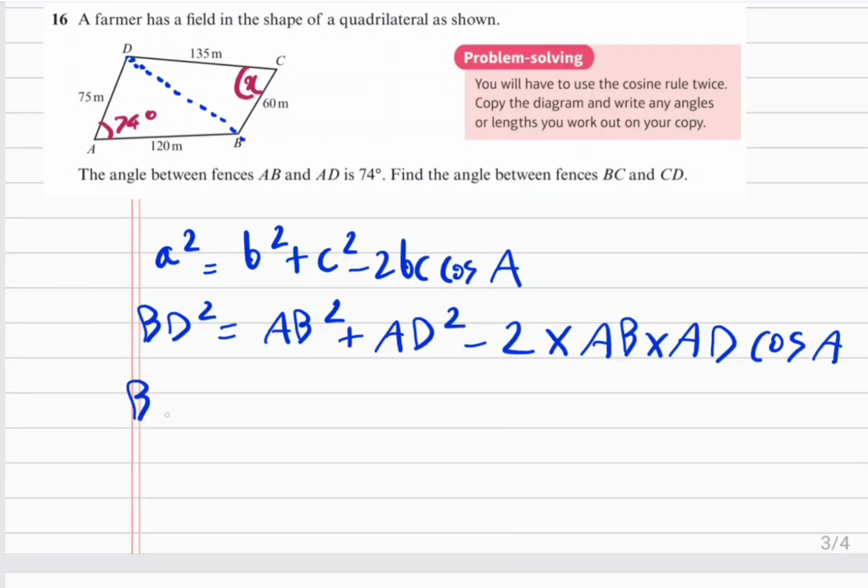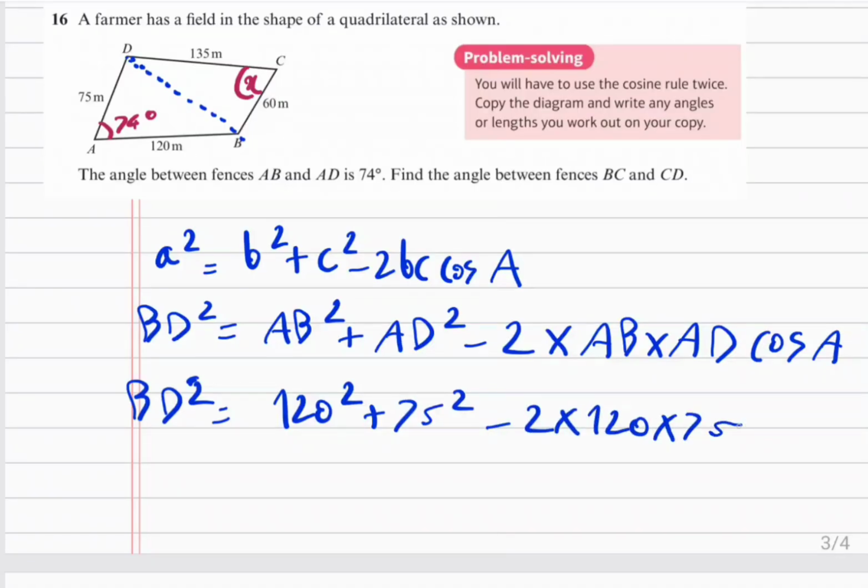So BD squared is equal to 120 squared plus 75 squared minus 2 times 120 times 75 times cos 74. And after calculation, the value of BD squared, actually, let's write that first.